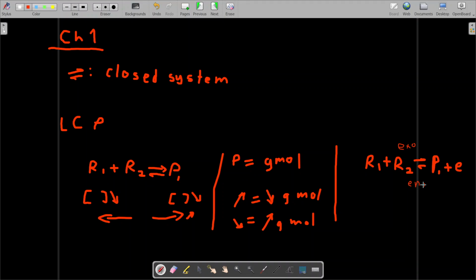But let's draw another case where we have an endothermic forward reaction. So R1 plus R2 plus energy is at equilibrium with product 1.